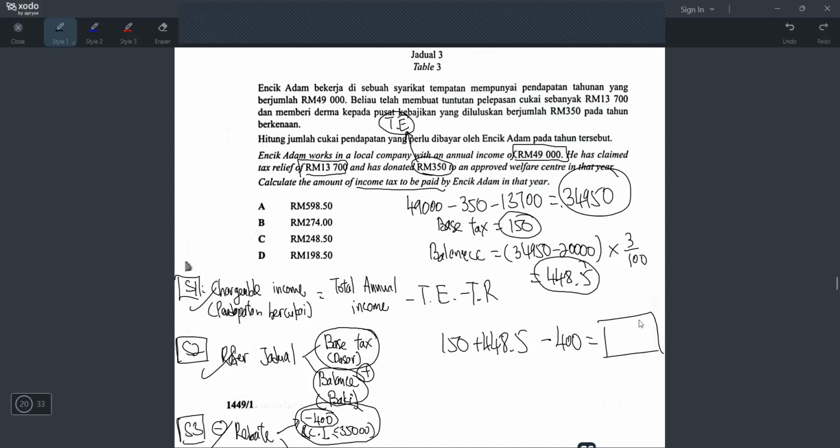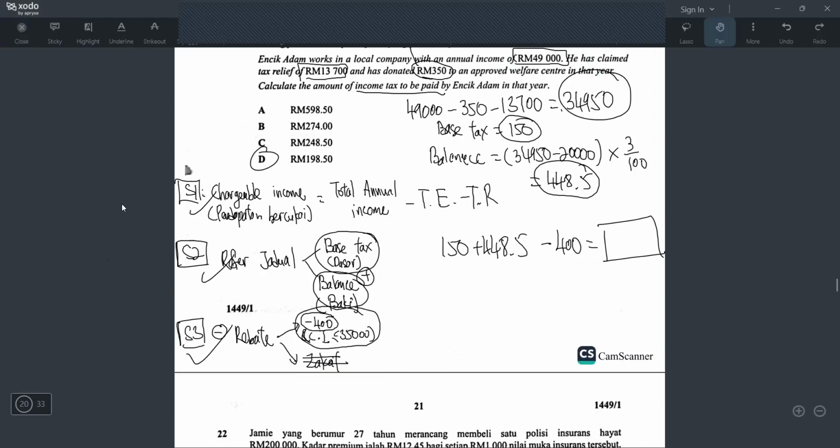And after I tekan this, I will get the answer. So 150 plus 448.5 minus 400. So my calculator give me 198.5. So that is the answer, right? So the answer is D. Okay, so remember the formula, the steps have to hafal. So these are the important steps to calculate income tax yang kena dibayar. So step 1, step 2, step 3. So make sure you memorize this step and hafal it.